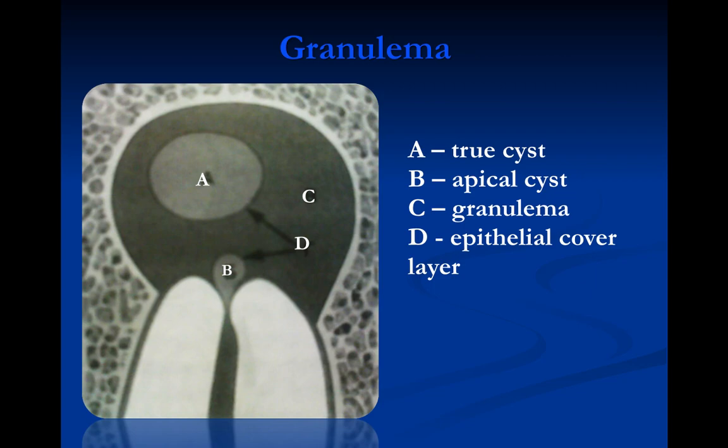Inside of the main granuloma, there is a capsule with epithelium. A. Trochists, B. Apical cysts, C. Granuloma, and epithelial. This is the epithelial cover. These types of granuloma are very difficult for treatment.